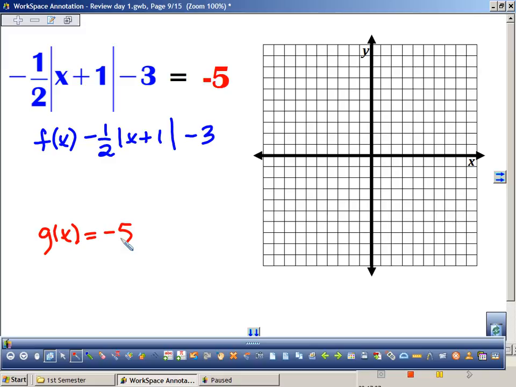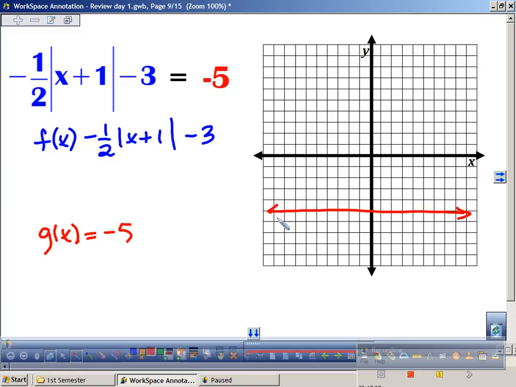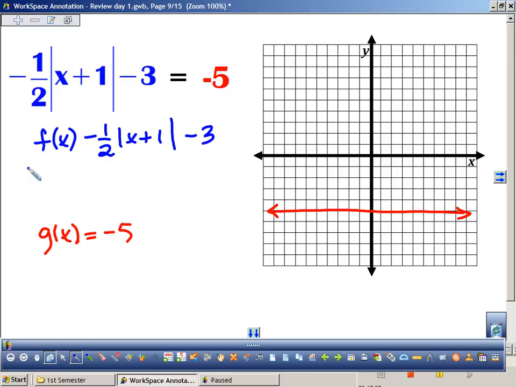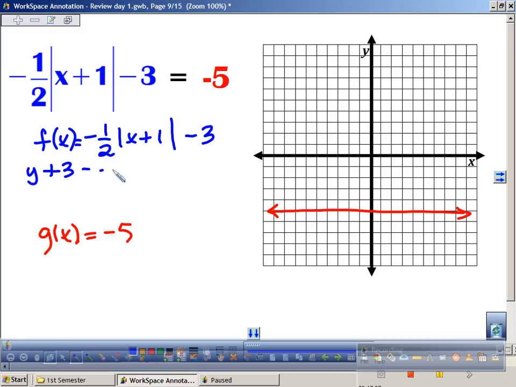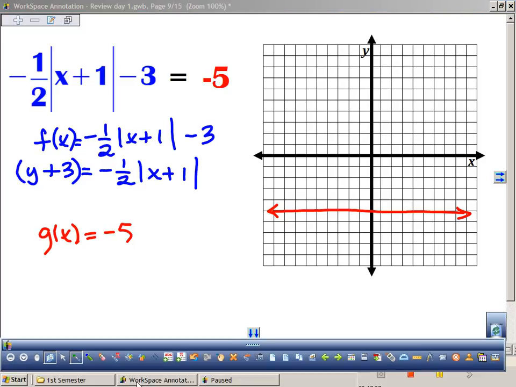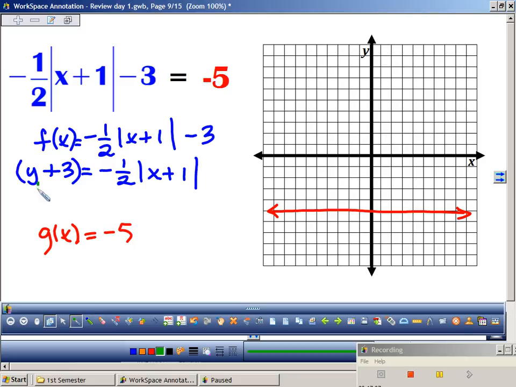Well, that one's easy. Right? 1, 2, 3, 4, 5. There's negative 5. But this one, we had to do something to it first, right? We made it a y. And then we put it in transformational form by adding the 3 to the other side. y equals negative 1/2 absolute value of x plus 1. So this is just like it's in parentheses, right? So then we know that y is going to be equal to negative 3.